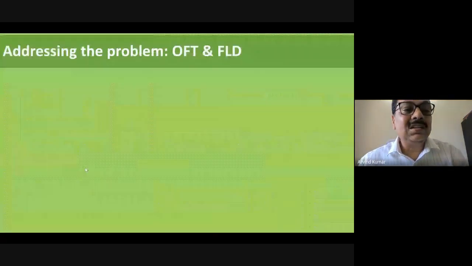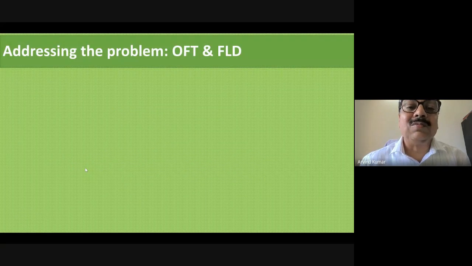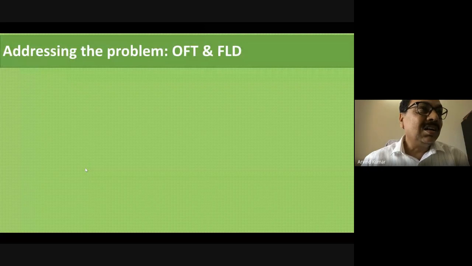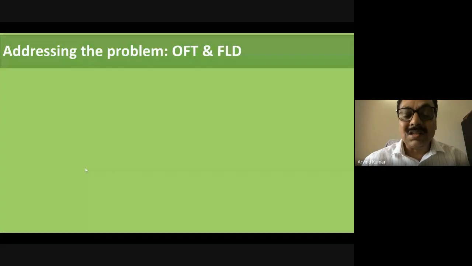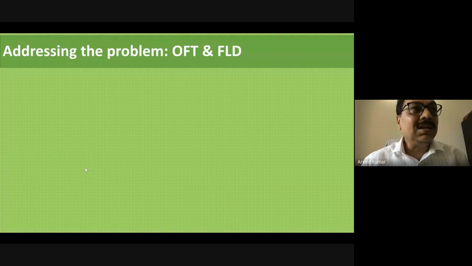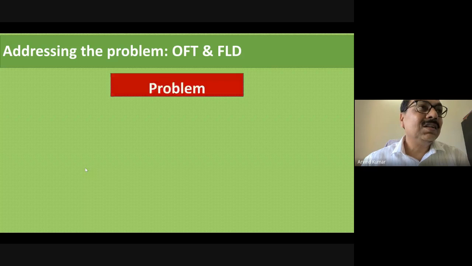Then how to actually address the problem, OFT or FLD, how we should proceed, whether we have to directly conduct the FLD, or we should go first for OFT then FLD. So there is always a dilemma. So here we are going to share some of our experience, which may clarify whether you have to go for OFT then FLD or otherwise.